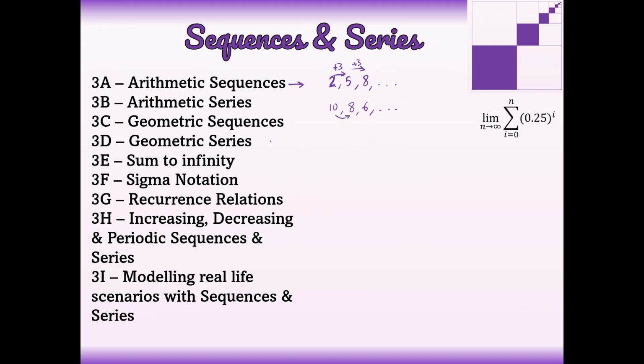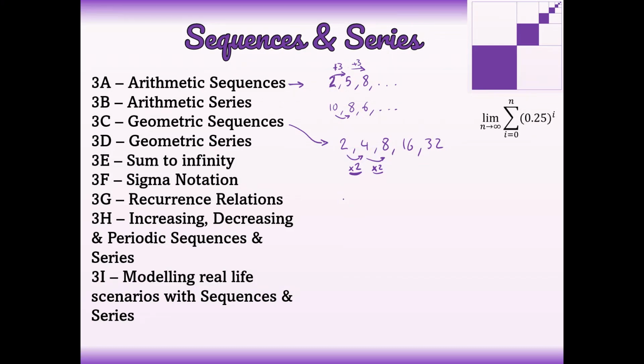What is a geometric series and geometric sequence then? Geometric sequences have rather a common multiplier or common ratio. For example, you might have 2, 4, 8, 16, 32, and so on. Every time we have a common ratio of 2, we are multiplying by 2. The common ratio is a number. It could be positive, negative, or a fraction.